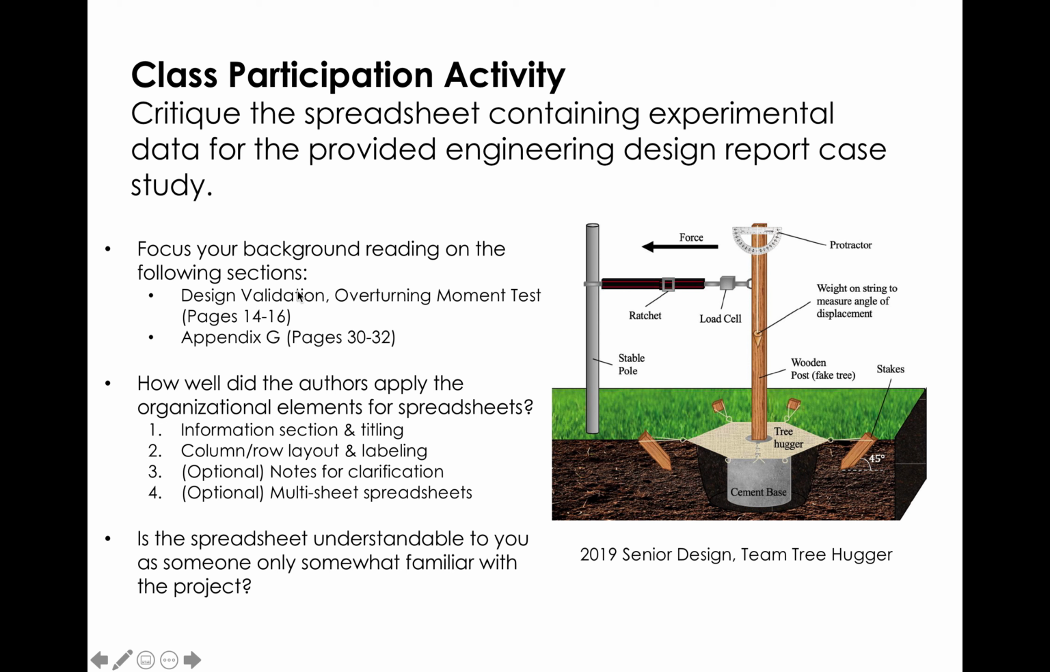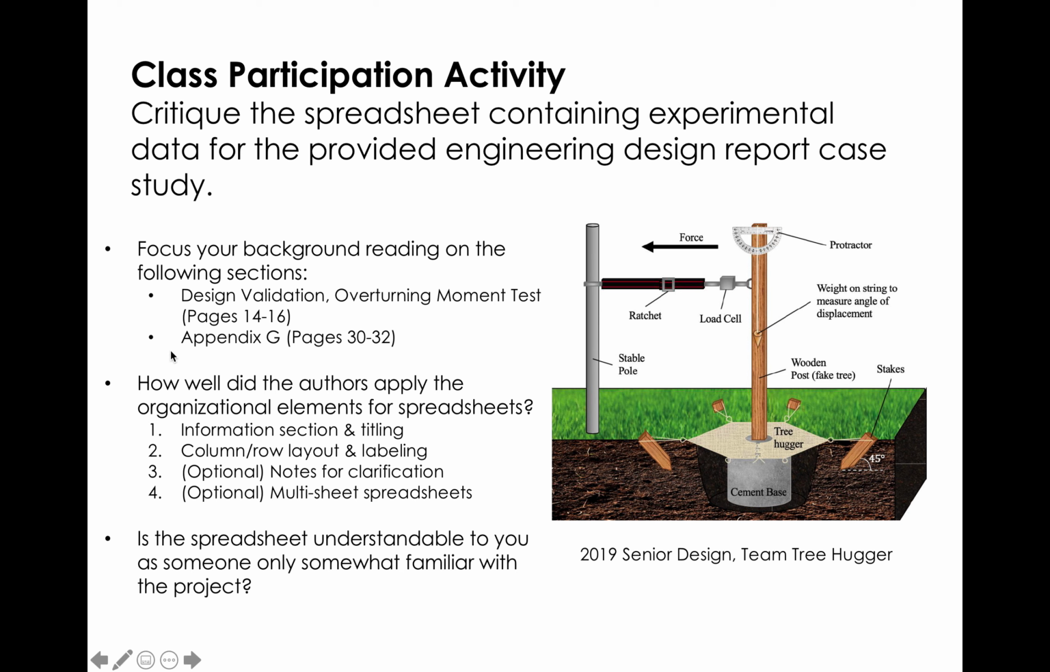Okay, so you want to read a little bit in this class participation activity to get that background. So read the design validation section of the main report, pages 14 through 16, the overturning moment test, to learn about this setup. And then you should also read Appendix G, pages 30 to 32. So please read 4 pages of the report to get the necessary background. Then look at the spreadsheet that I gave you. That spreadsheet contains their raw data.